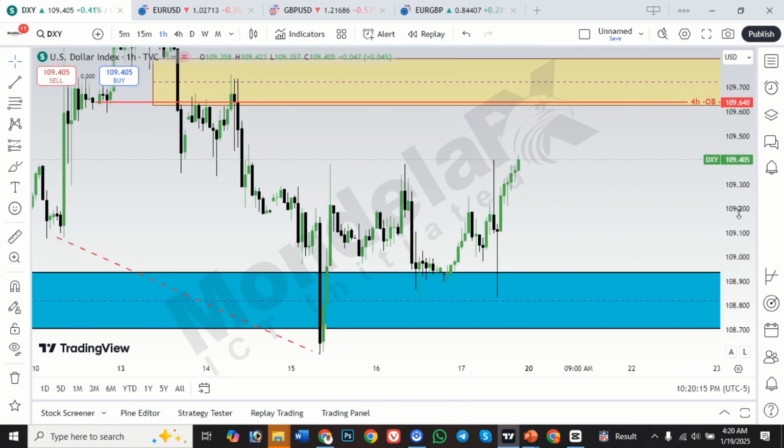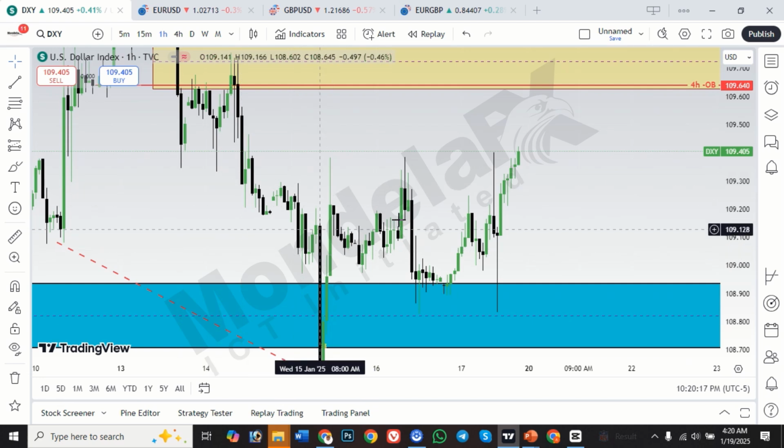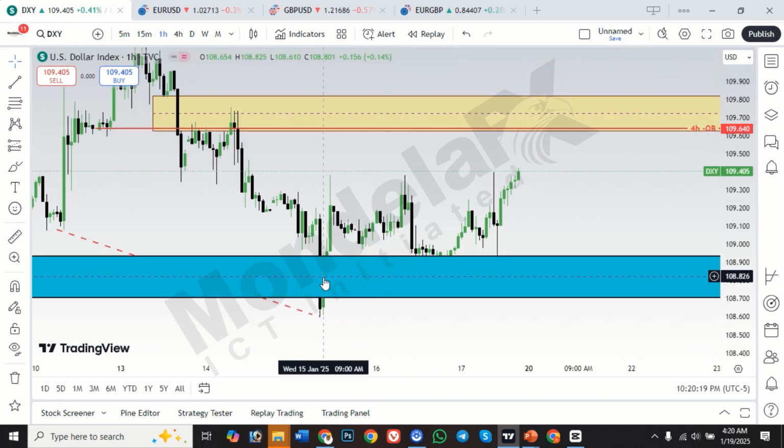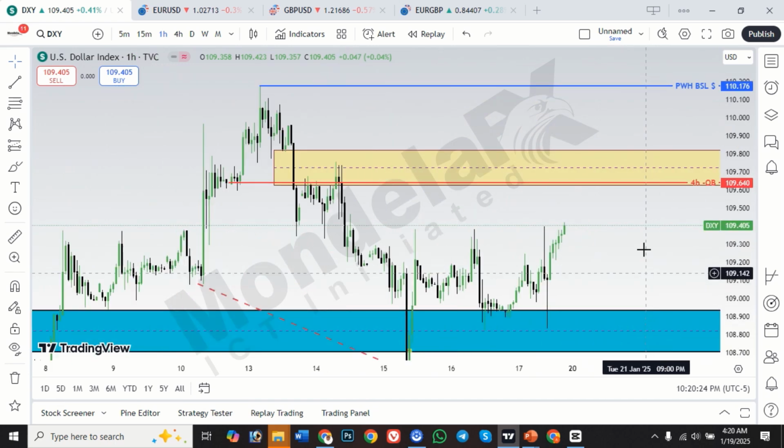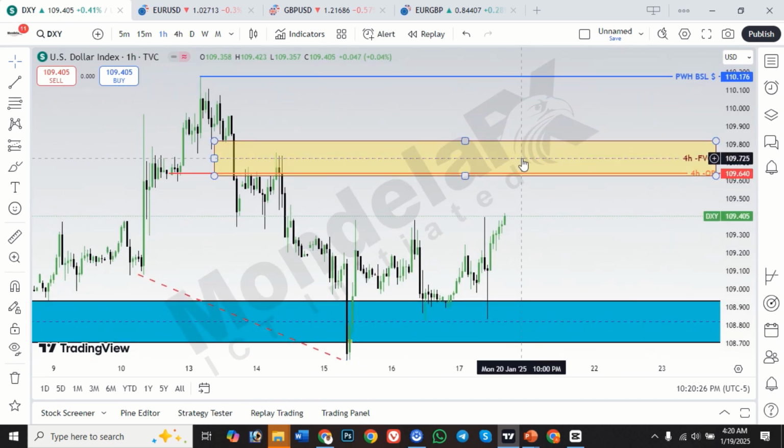But if you want to, this is a 1 hour order block. I don't want to make the chart dirty. This is a 1 hour order block that is sending price higher. And why I say you should be careful when you get here is that the market right now is consolidating.